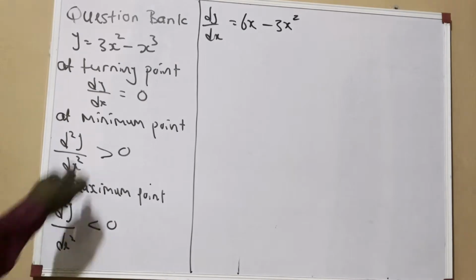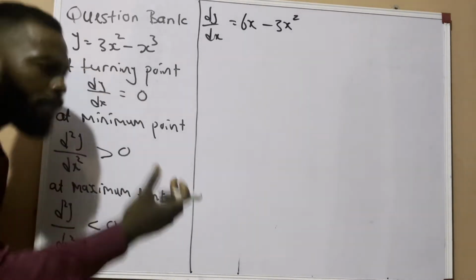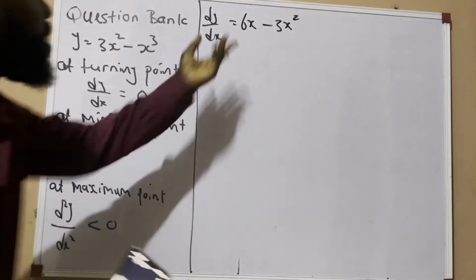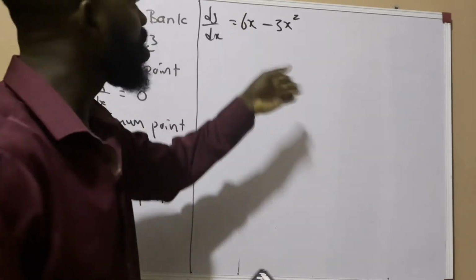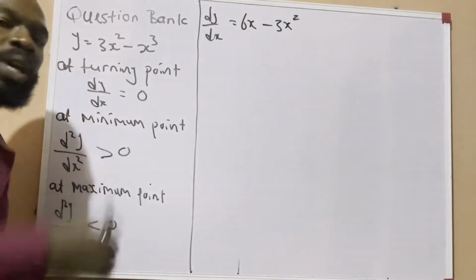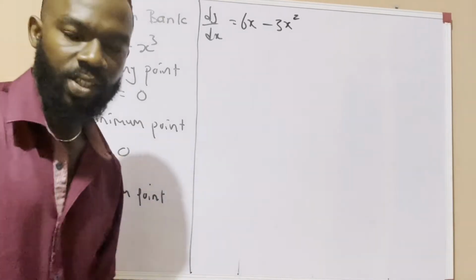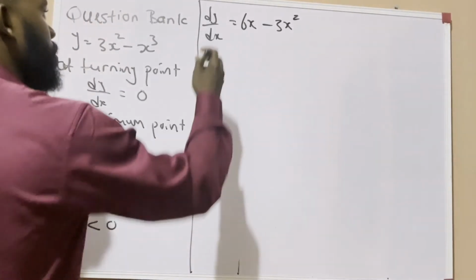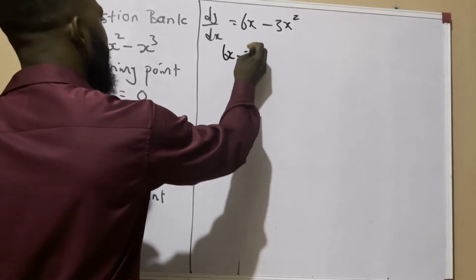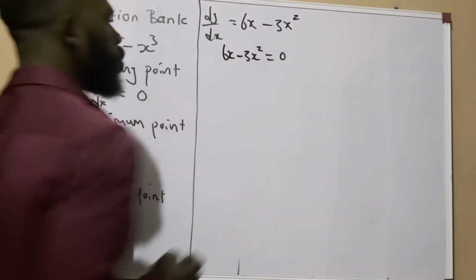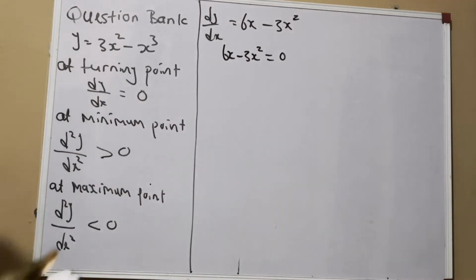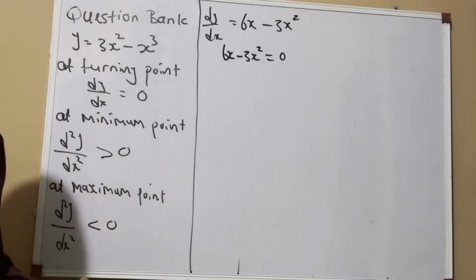But don't forget we said that dy over dx at turning point is equal to 0. So it means this expression, 6x minus 3x squared, we will equate to 0 to become an equation, so that we can get the value for x. So here becomes 6x minus 3x squared is equal to 0. Okay, now obeying the turning point rule.